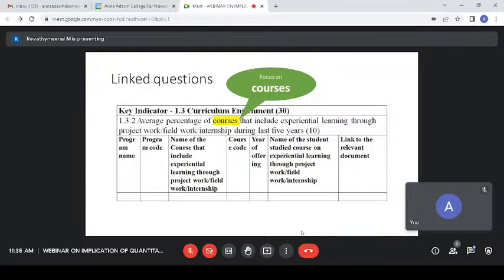Just go to the next question. Here the focus is on courses. Don't forget this. Go to the next question. Next slide, I meant to say.